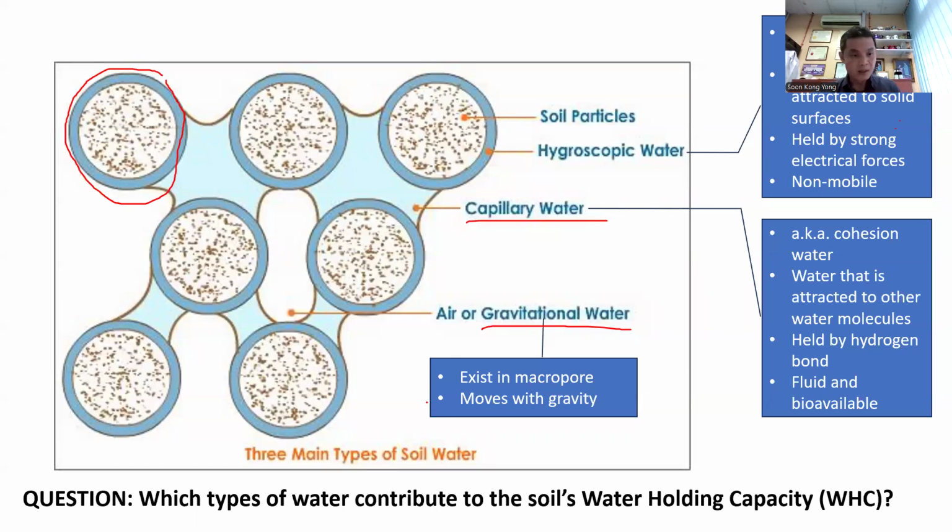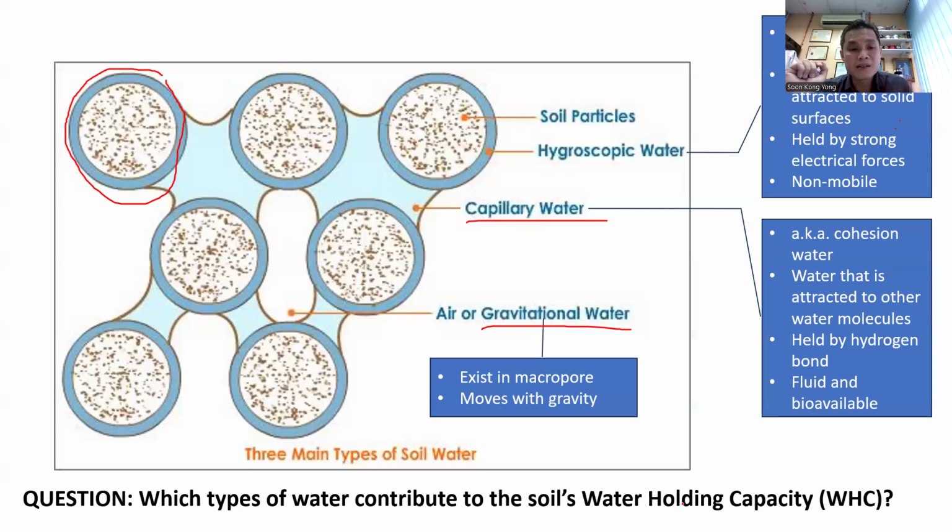Yeah. So I have a question right here. Which type of water contributes to the soil's water holding capacity? Not sure whether you have learned this earlier in soil physics. Now, water holding capacity is quite important because, although it does not dictate the soil fertility, for the overall health of plant growth, having optimal water holding capacity is extremely important because without it, the plants will die straight away due to the lack of water.